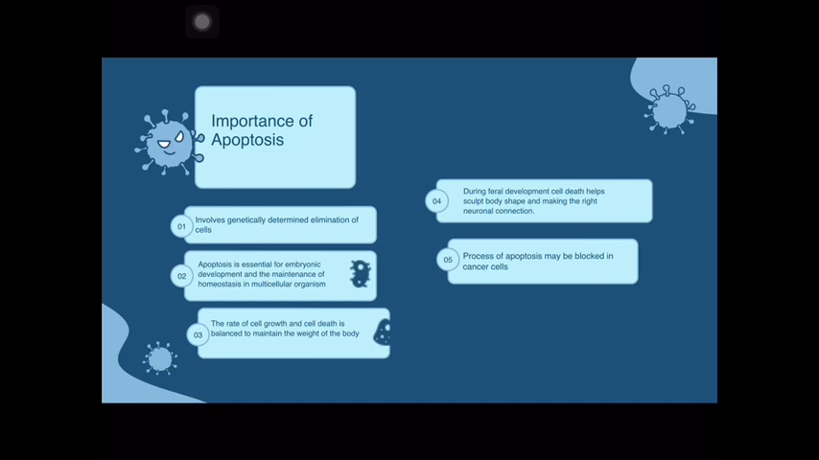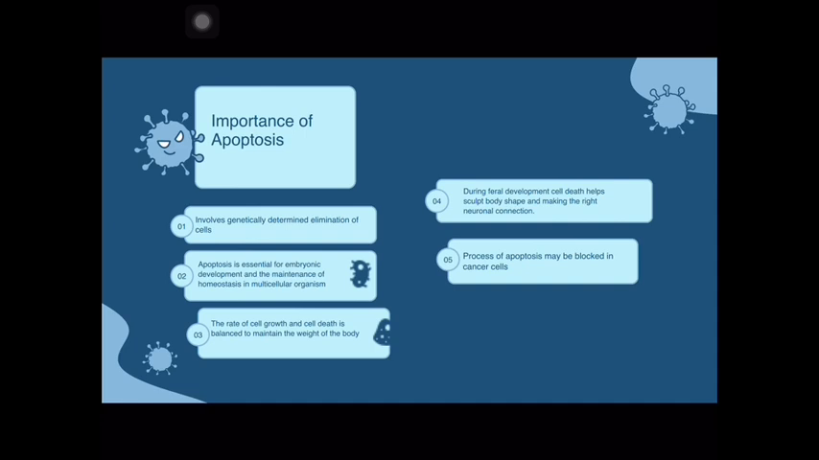In humans, for example, the rate of cell growth and cell death is balanced to maintain the weight of the body. During fetal development, cell death helps sculpt body shape and make the right neural connections. The process of apoptosis may be blocked in cancer cells.